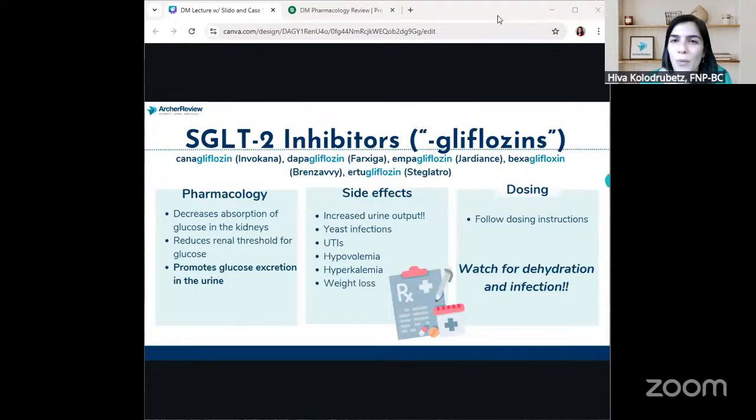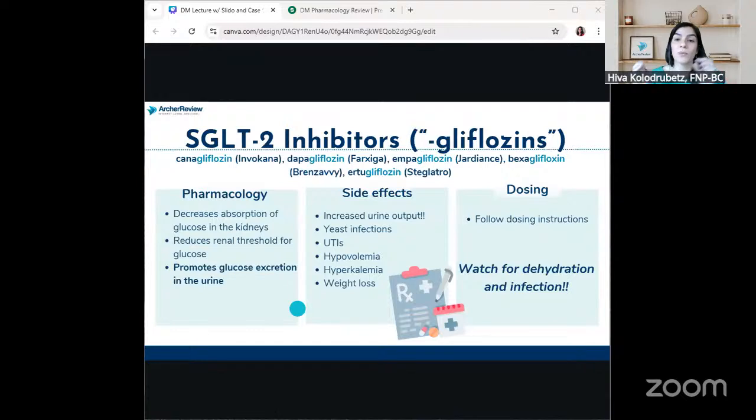All right, so SGLT2 inhibitors, these are a close second of my favorite, and especially now that we know so much more about SGLT2 inhibitors. These are our medications that end in the gliflozins. So you have your Invokana, Farxiga, Jardiance. And again, you'll get more familiar with the brand names, but when you're studying, you can study those generic names with the suffixes.